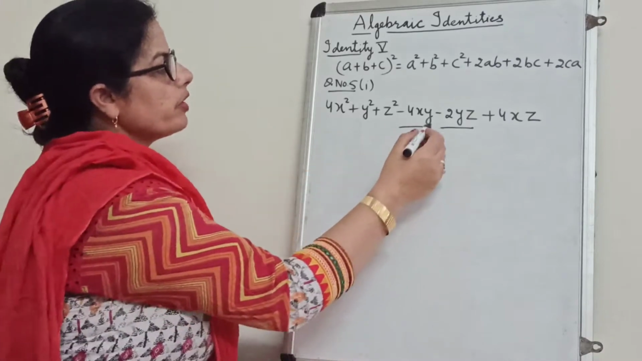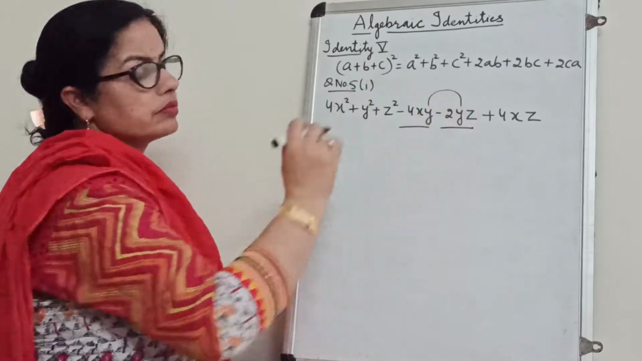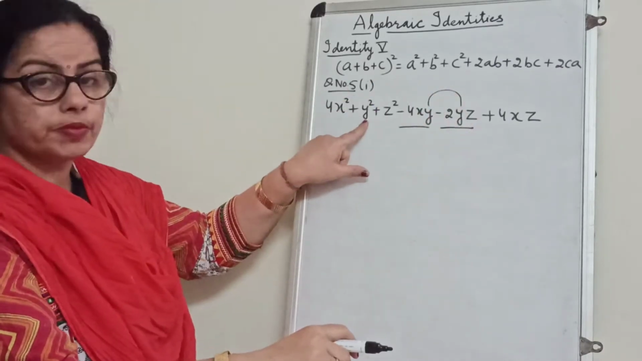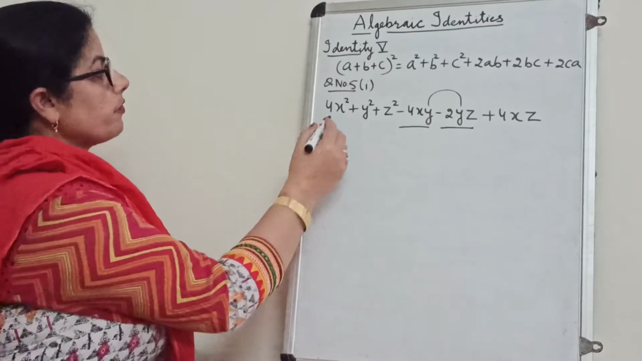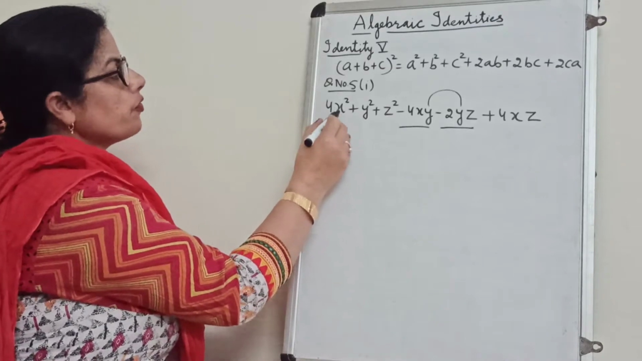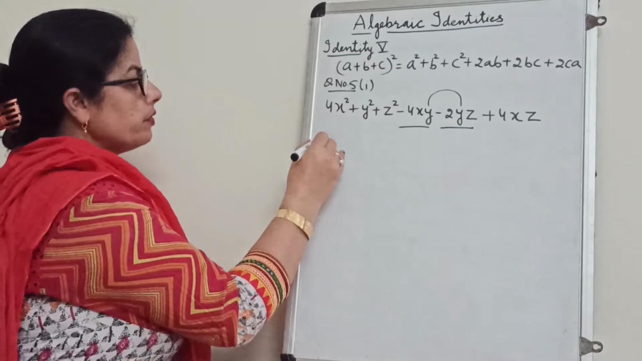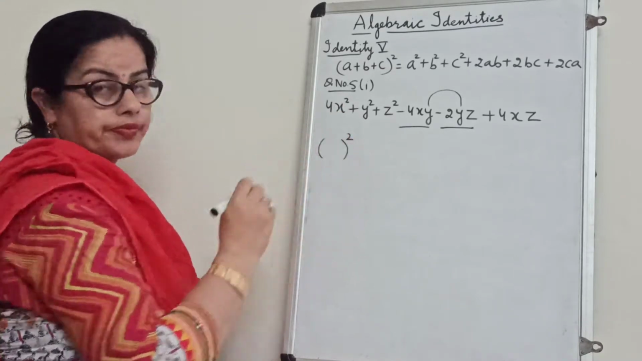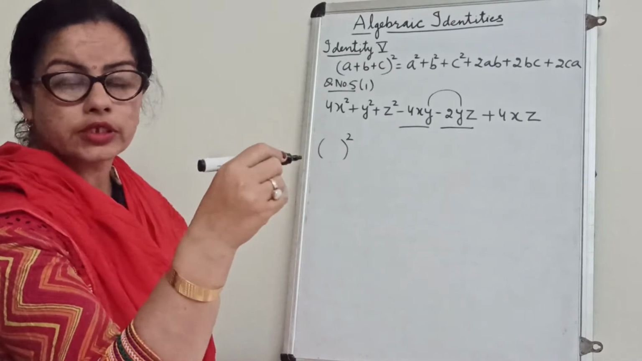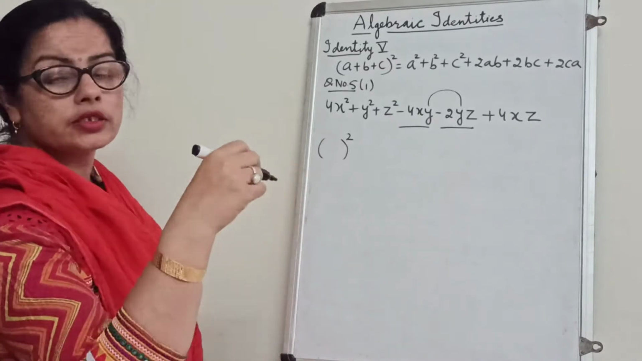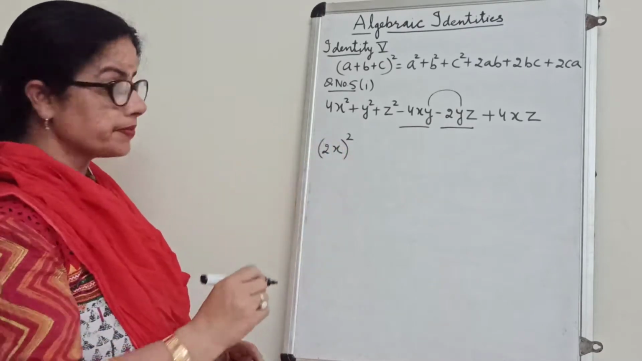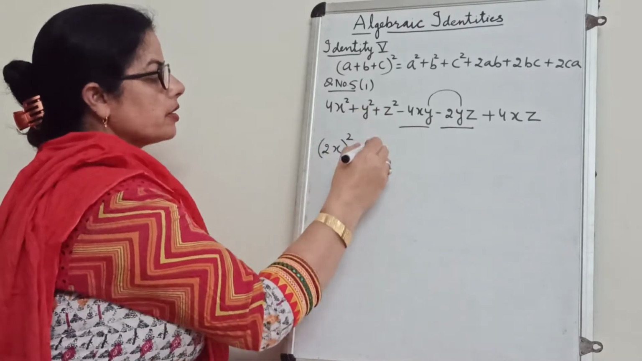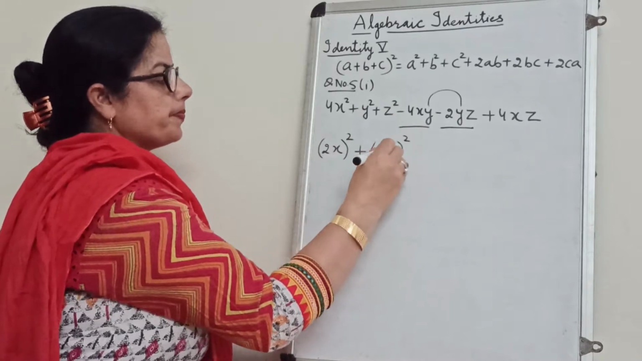And what is the common variable in both? y is common. It means the term of y should be negative. So how will we start? First, see here is 4x square. We will try to make it a whole square. 4 is the square of 2 and x square is the square of x, so we can write it as the square of 2x. And what is y square? It is a square of y.